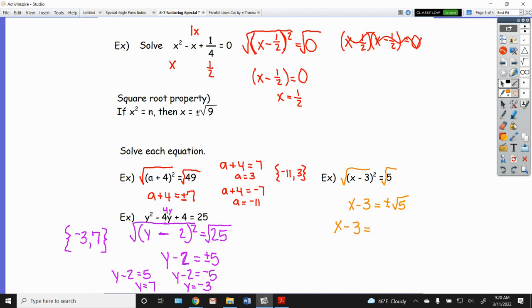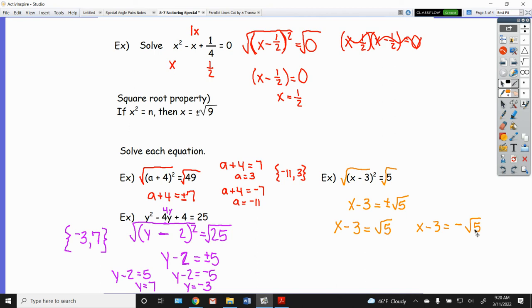So x minus 3 equals positive square root of 5. And then x minus 3 equals, boys and girls, you have to put the negative outside the square root of 5 or you've made an imaginary number. At this point in your math career, it is okay to have imaginary friends. It is not okay to have an imaginary number. All right? That's a no-no. Imaginary friends we should talk about, though.